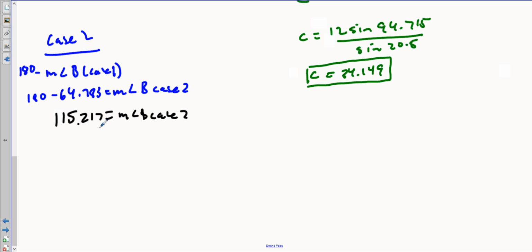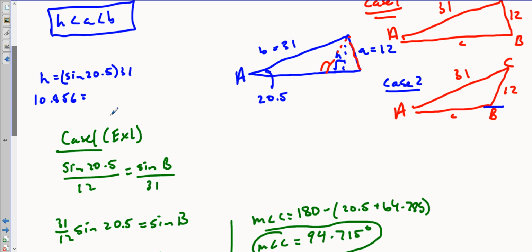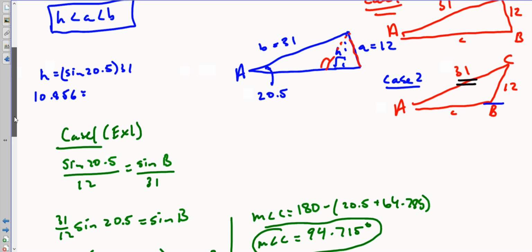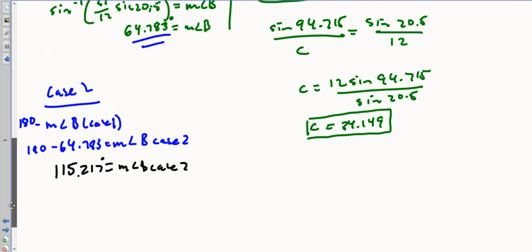But what we have right here is that's going to equal 115.2717. And you can see in case 2, that's where we have our obtuse angle. So that makes sense because now this side is going to be the largest side, so it's going to be equal to 31. And from here, we are now going to find angle C.